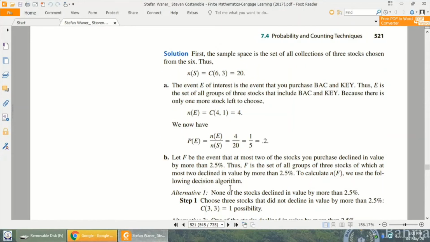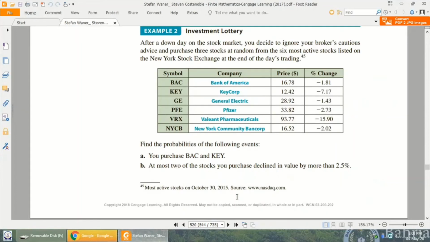So why is it that we have taken alternative 1 as none of the stocks? Focus on "at most 2 stocks declined." That means either 0 stocks declined, 1 stock declined, or 2 stocks declined. So you have 0, 1, 2 for at most 2. Just like you say, at most 2 heads in a set of 3 tosses of coins, you can have all tails and no head. By the same argument, there could be no stock that declined in value.